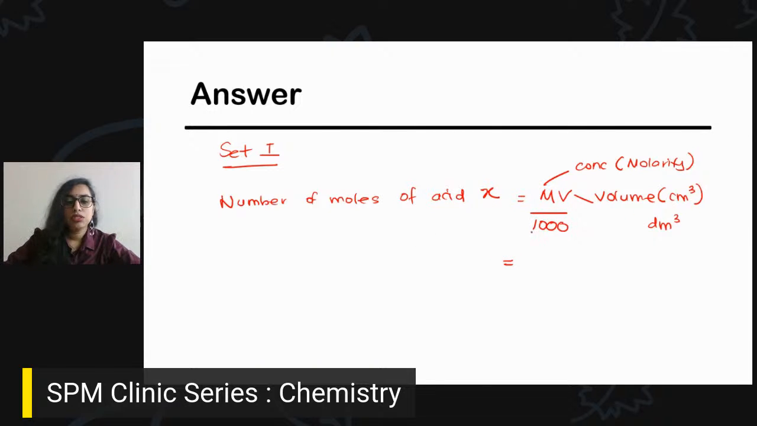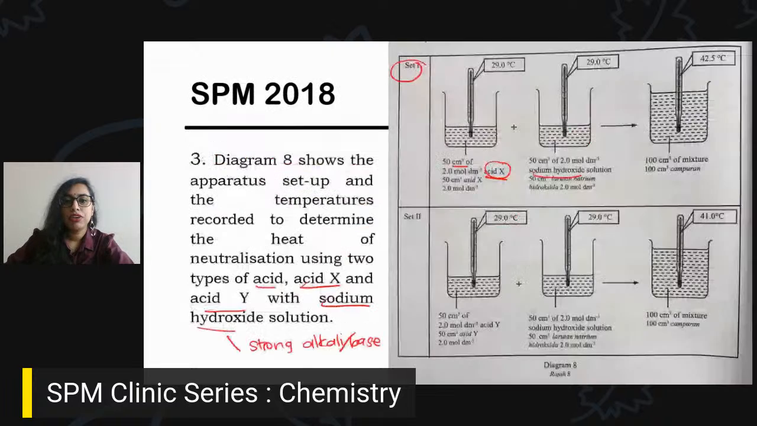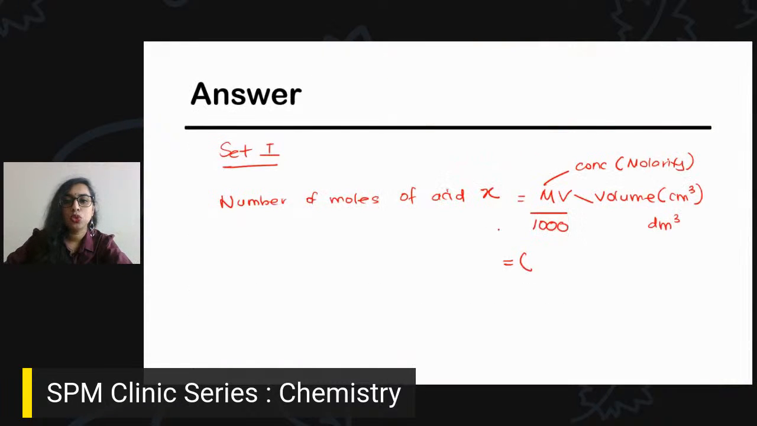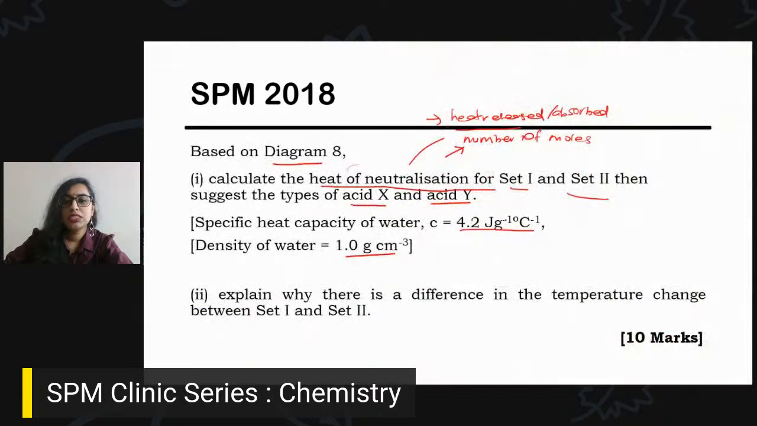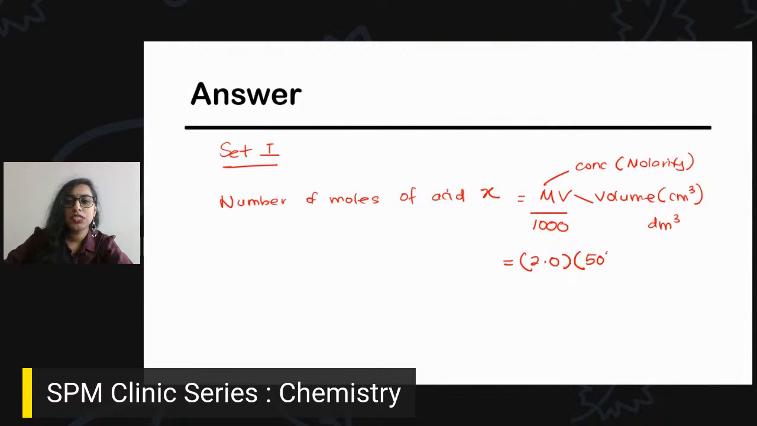So MV over 1000. Let's look into the molarity of it. What is the molarity? It's 2.0 mole per dm cubic. So 2.0 times, what is the volume? The volume here is 50 centimeter cubic. Divide by 1000. You will get 0.1 moles of acid X.